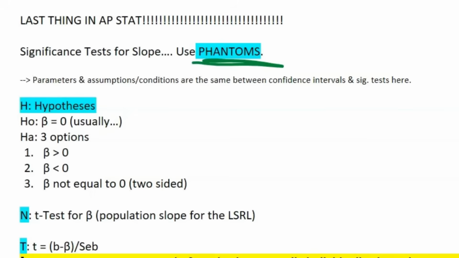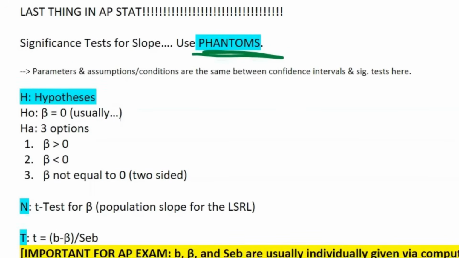Your hypotheses now, because you are doing a significance test, right? So your null is usually set to 0, because you're under the assumption that there is no linear relationship in the beginning. But this can change, like, let's say, for example, a scientist is trying to disprove a model that already shows a linear relationship, then your beta value would be, say, equal to like 1. The alternatives would be greater than 0, less than 0, or if it's a two-sided test, not equal to 0.